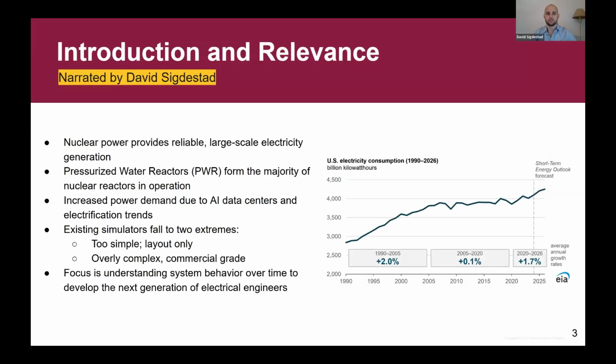Nuclear power provides a safe and reliable source of energy generation, with nearly 20% of the power consumed in the US being generated via nuclear means. This demand is rising due to many factors, including development of AI data centers, population and economic growth, and electrification of our daily life. Of the reactors in the US, two-thirds are pressurized water reactors, or PWRs.